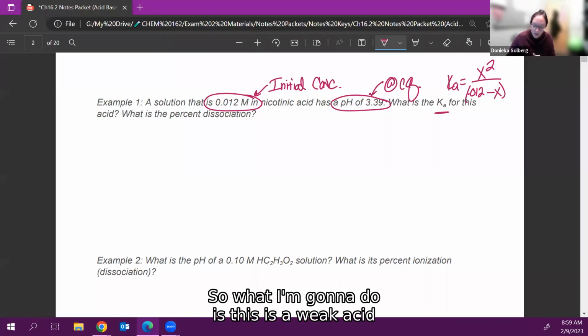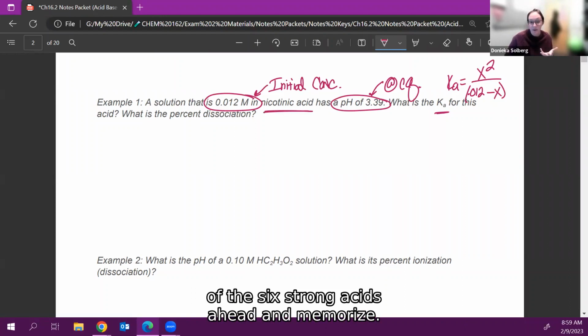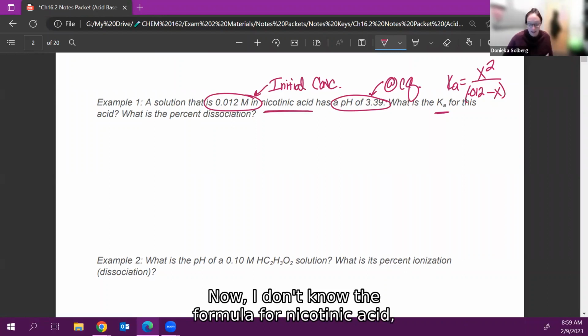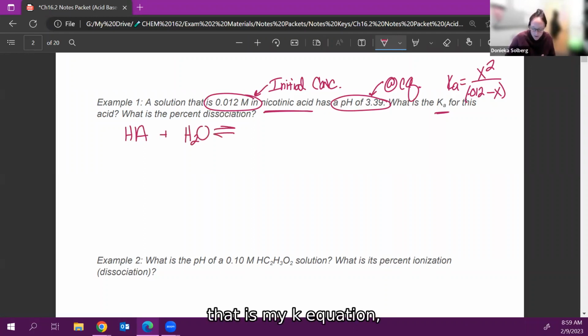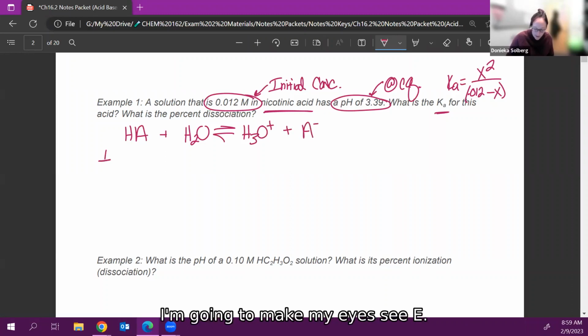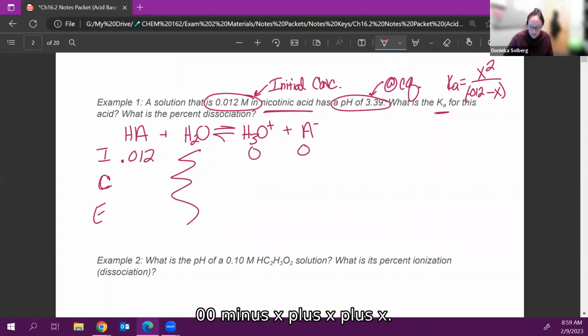So what I'm going to do is, I know this is a weak acid because it's not one of the 6 strong acids I had to memorize. Now, I don't know the formula for nicotinic acid, so we just call it HA, make our lives easier, okay? HA plus H2O, that is my Ka equation, makes H3O plus and A minus. I'm going to make my ICE. Okay. I know I started with 0.012 of this acid. I don't care about the water. 0, 0, minus x, plus x, plus x.